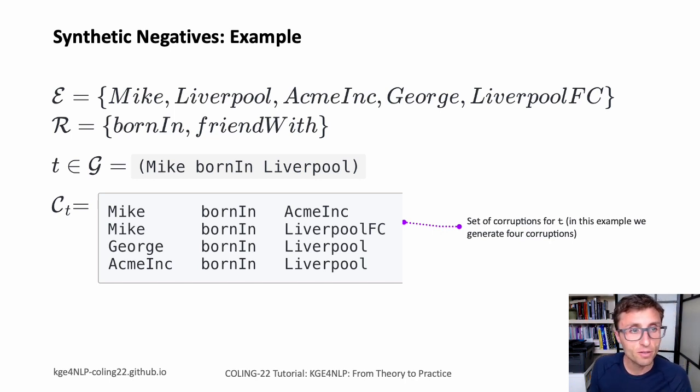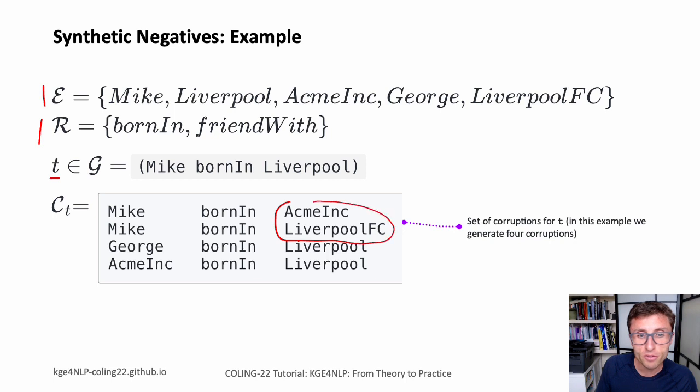It's probably clearer if we go through an example together. So if these are the nodes of the graph and these are the relation types, and we take a target triple Mike born in Liverpool and we want to generate a set of corruptions for that triple, we can go about it by replacing either the object, like in this case, or we can replace the subject, like in these two triples at the bottom. In both cases, we come up with synthetic negatives or corruptions that we will use during training.